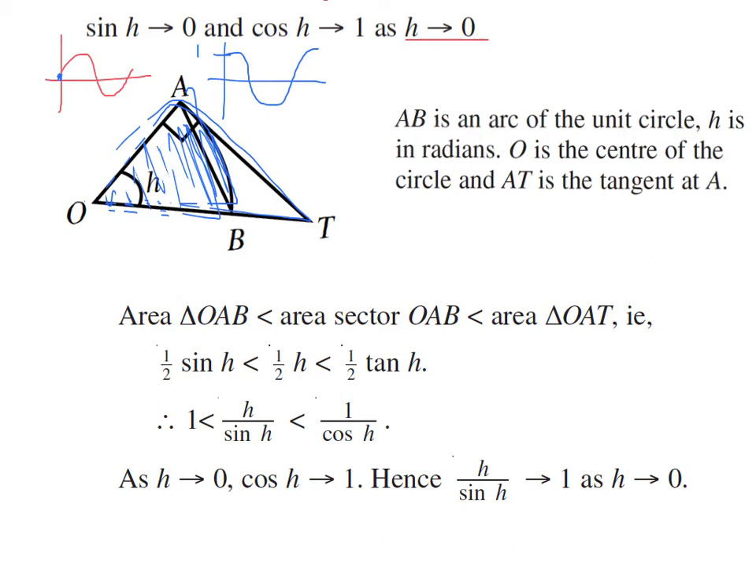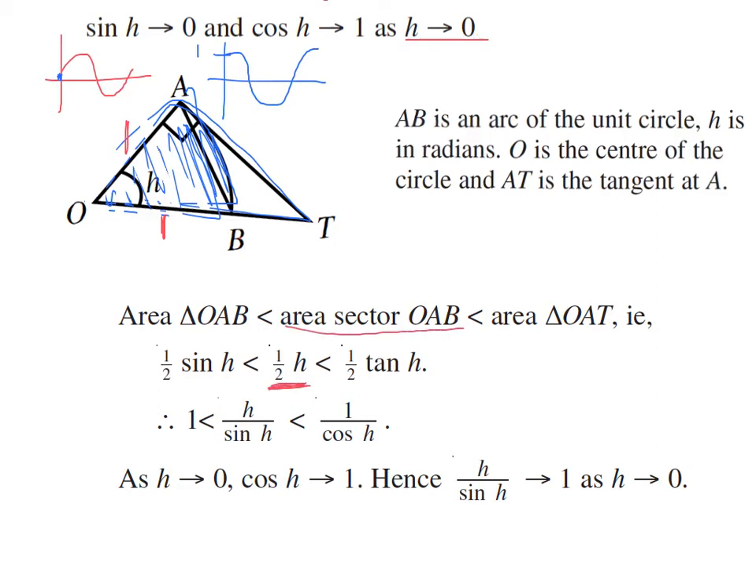Okay, so the area of the sector OAB, using the formula that you know for the area of a sector, which is half r squared theta. Now you already know, remember, that the radius of OA is 1 and the radius of OB is 1. So half r squared theta is going to be half times 1 times 1 times theta, and theta is represented by h. So that's where the half h comes from, half r squared theta, area of a sector formula.